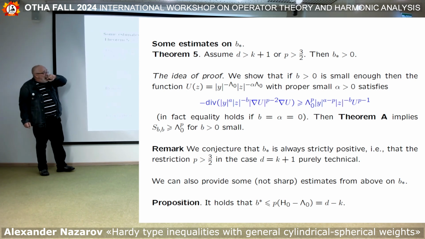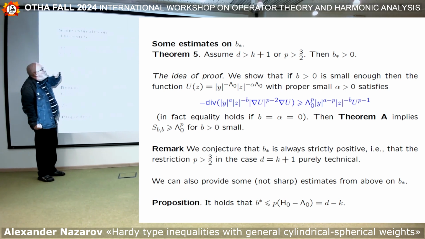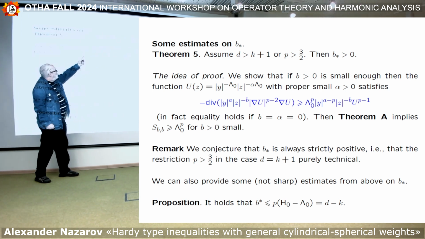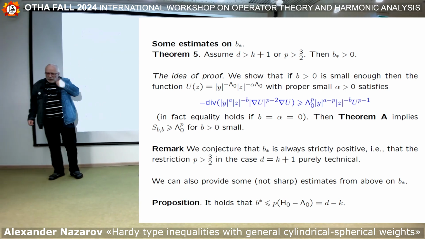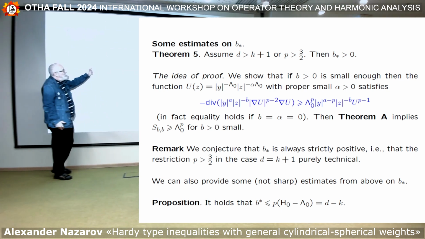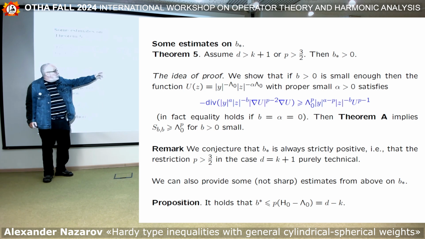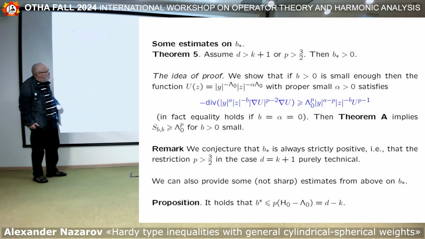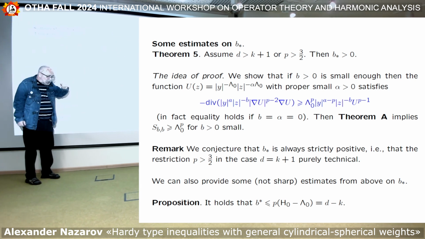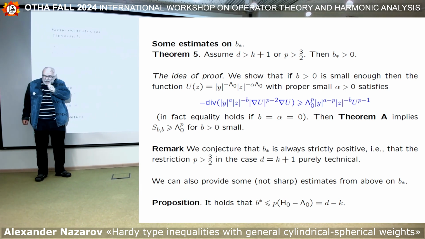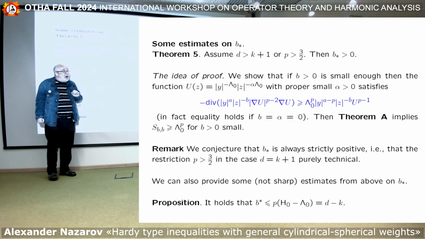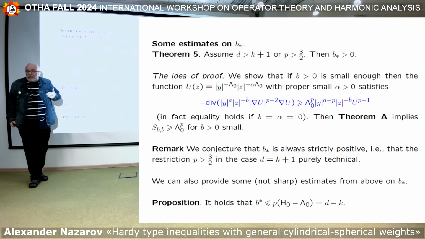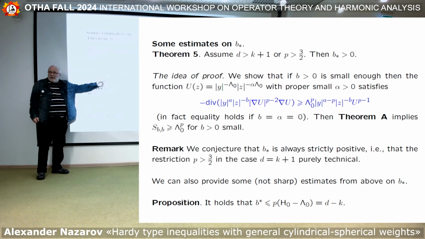How to prove this fact? For b equal to 0, we put alpha equal to 0, and this function y in the power minus lambda 0 is just a positive solution of this equation. This is an inequality, but it is even equality. It turns out that if b is positive and small enough, we can take positive and small enough alpha such that this function is a super solution. And then theorem A gives us this inequality.